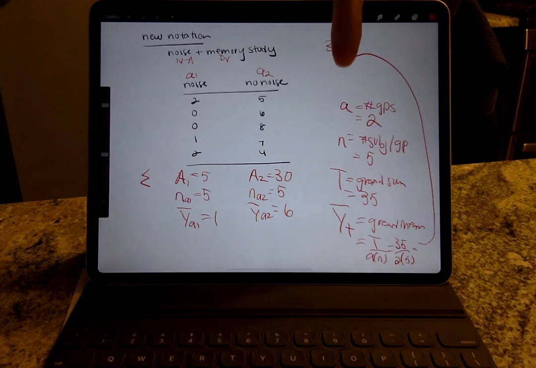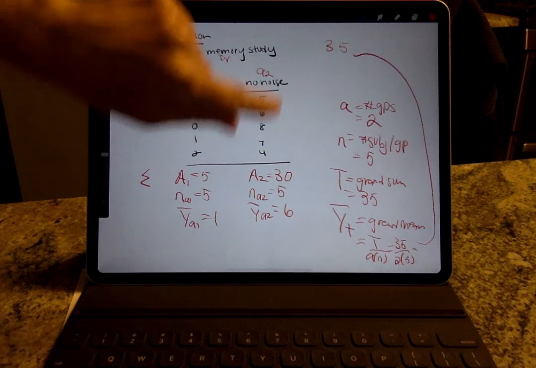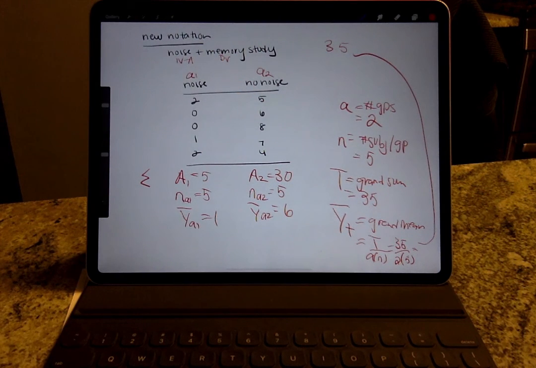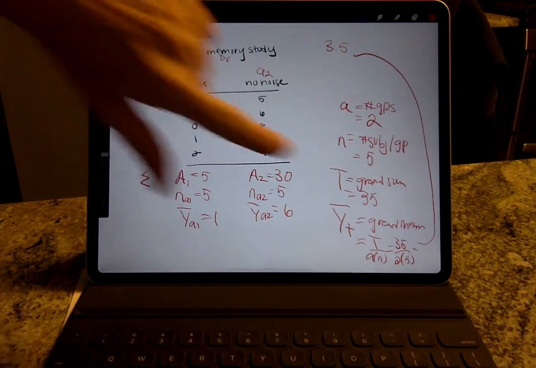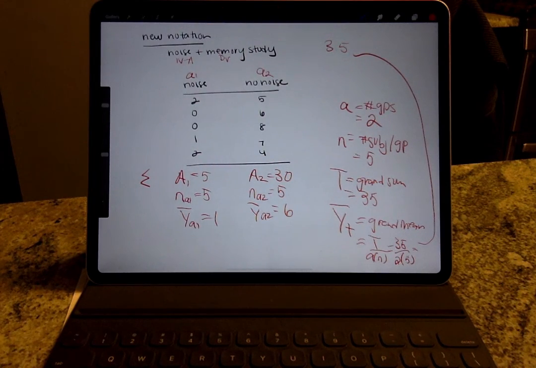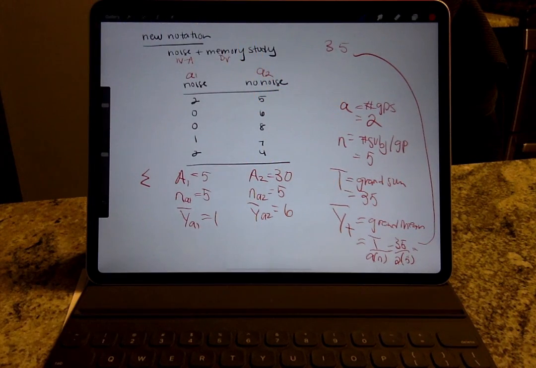Moving over here, little a by itself refers to the number of groups. In this case, it's 2. Little n by itself refers to the number of subjects per group. In this case, it's 5. Capital T is the grand sum, or the sum of all the scores, which in this case is 35. And y bar T is the grand mean, which is the mean of all the scores. The formula for the grand mean is capital T divided by little a times little n, and when we do the math on that, that equals 3.5.